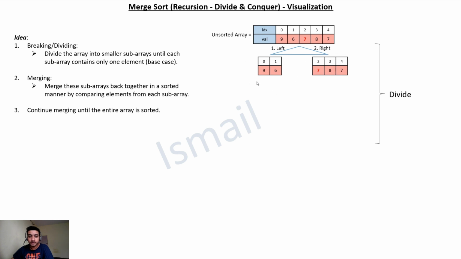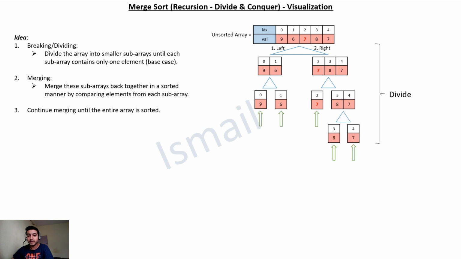Focus on this left subarray. It has two elements, so split it further. With this, the left portion is completely divided into its simplest form. Therefore, move to the right subarray. It has three elements, so divide it further. This left subarray here is having only one element, so no further action is required. The right subarray has two elements, so we need to divide it further.